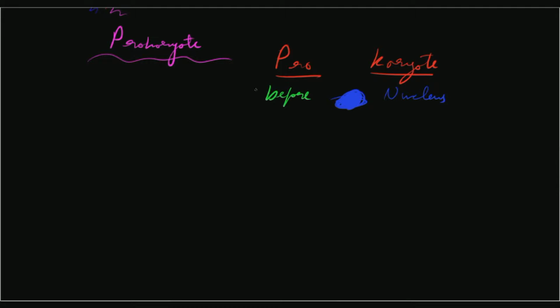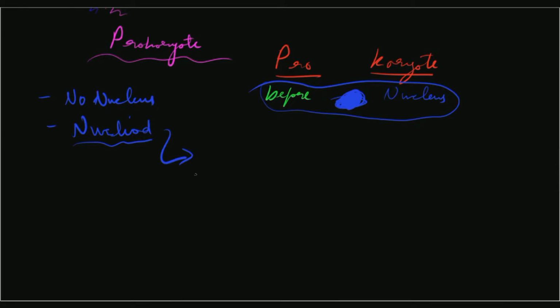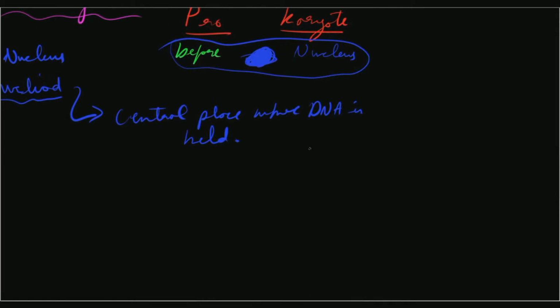Okay, so like I said, there is no nucleus. And so the DNA is held in this nucleoid area. The nucleoid is really a central place where DNA is held. And so there's one strand of DNA, while our cells have multiple strands.